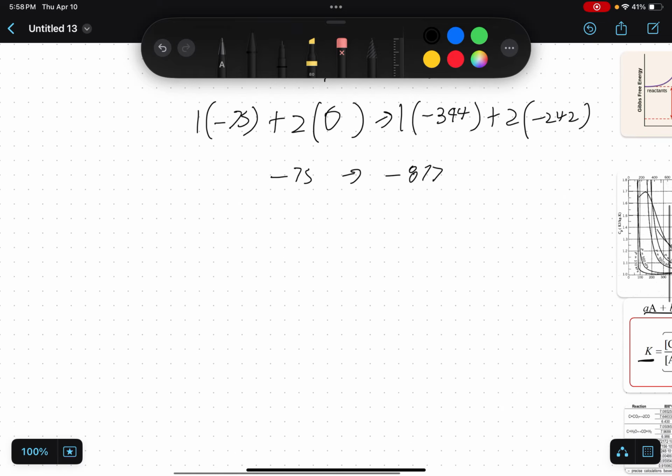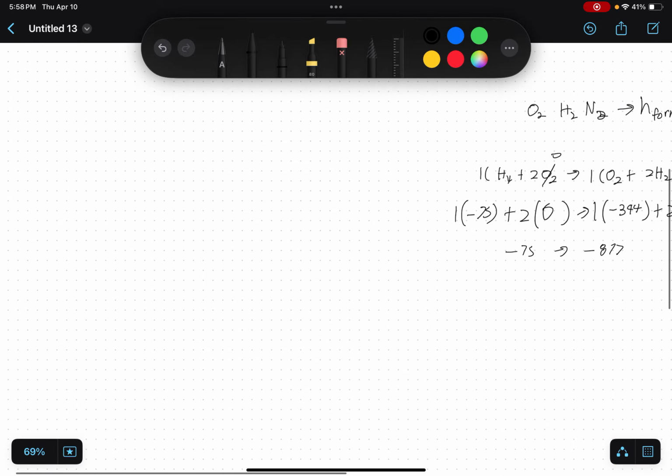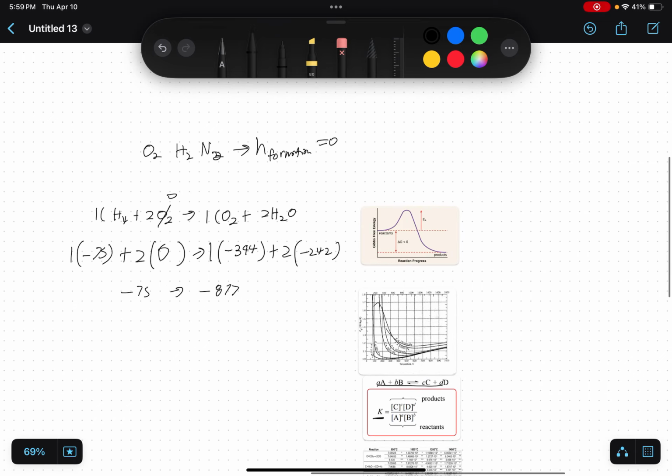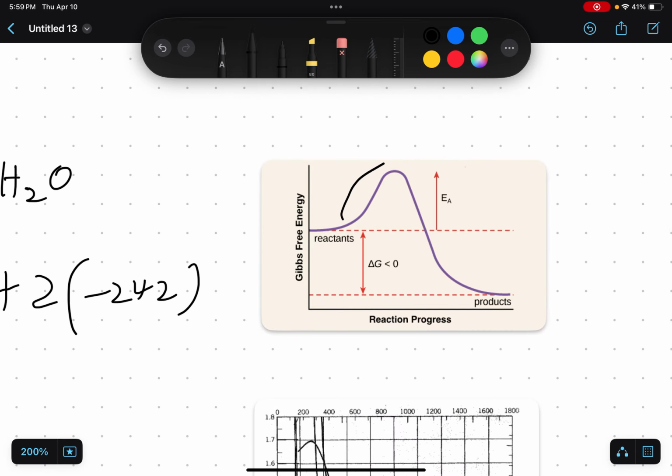So what does this mean? This means we start at, this is a graph of energy, so we start at negative 75 and we end at negative 877. So we go down there. Technically, we don't go straight down there. We have to overcome this activation energy right here.